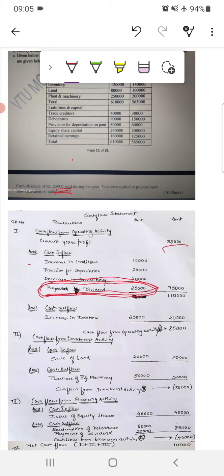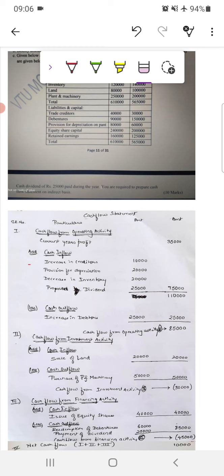And then the dividend would be paid. Now dividend paid is related to financing activity and it is paid, so it is outflow. So under financing activity, if you see here, payment of dividend 25,000 is considered. So whatever is proposed is paid. So this adjustment has to come twice. One as proposed dividend, another as payment of dividend. Proposed dividend will come in operating activity under inflow, and dividend paid will come under financing activity under outflow. So this is how we are going to consider the adjustment.